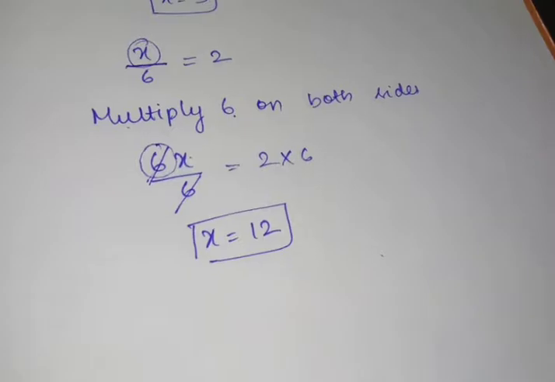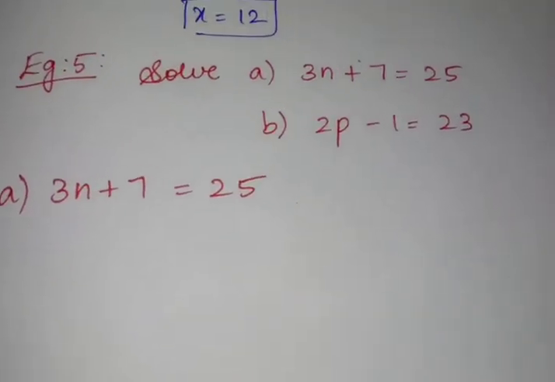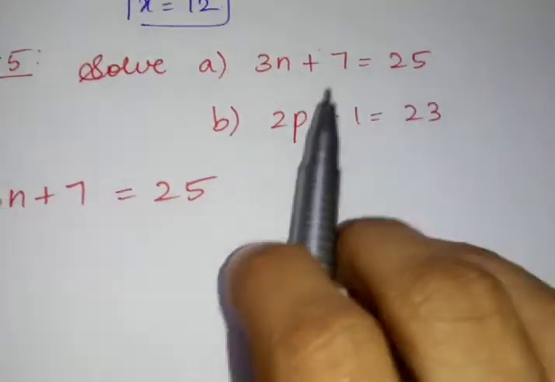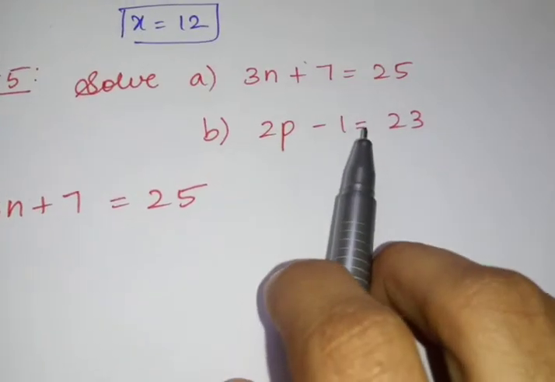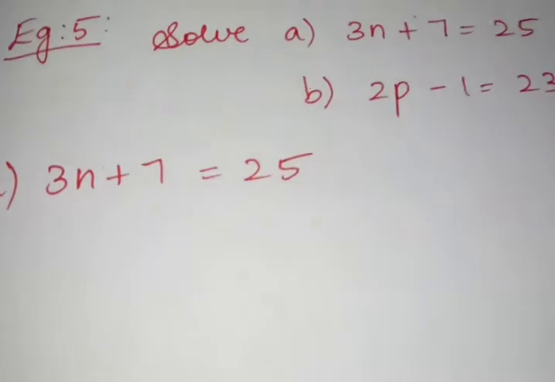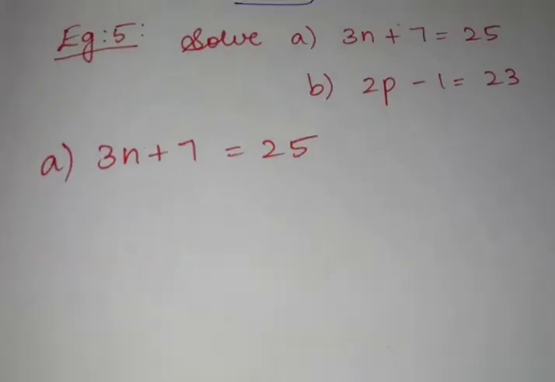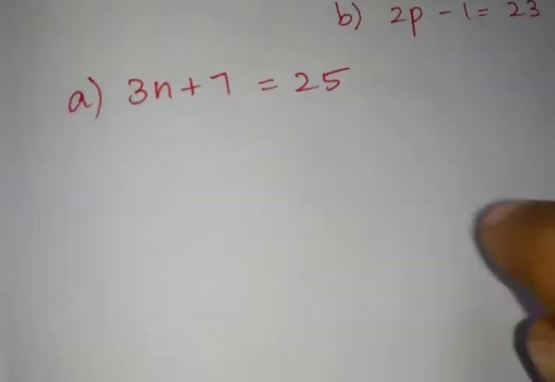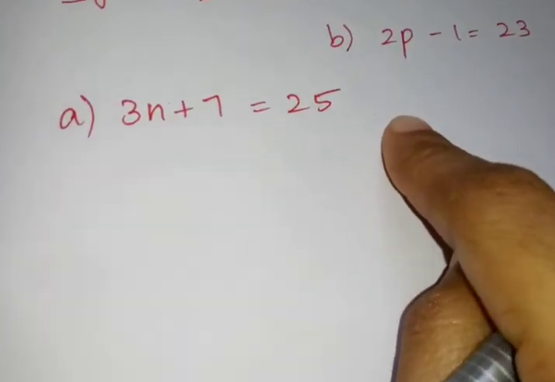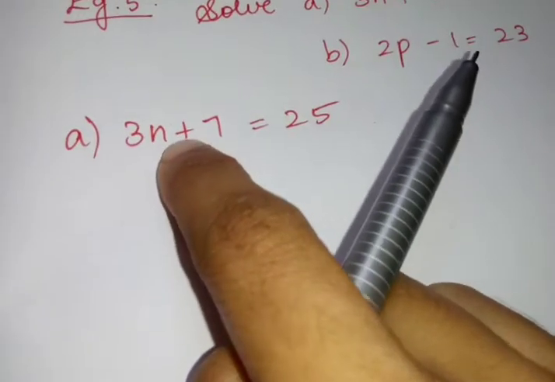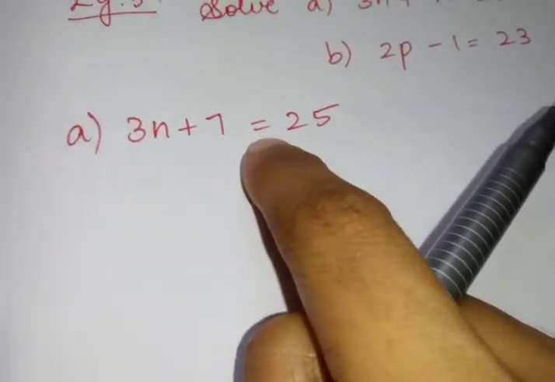Okay. Next is your example number 5. Solve: A, 3n plus 7 is equal to 25. B, 2p minus 1 is equal to 23. So, first we are going to solve the A subdivision. 3n plus 7 is equal to 25. Is this an equation? Yes, of course. Why? Because constant is there, operator is there, variable is there, equal to sign is there.